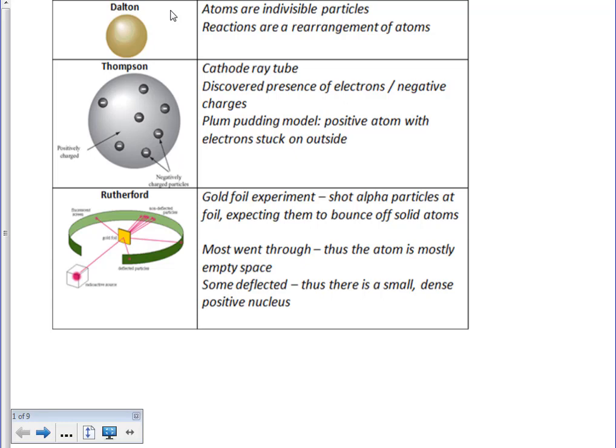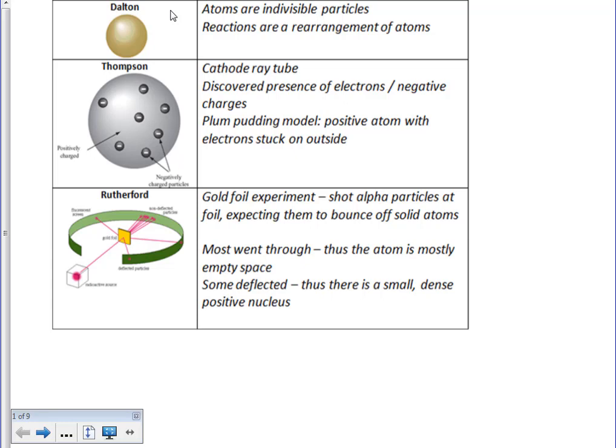The next thing to come along was the gold foil experiment, heavily talked about, especially from New York State. We know the gold foil experiment was when Ernest Rutherford shot alpha particles at a thin sheet of gold, and through the gold foil, the alpha particles typically pass through. However, there were alpha particles that would bounce off or be reflected or deflected. Most of them went through, therefore we made the conclusion that atoms are mostly empty space.